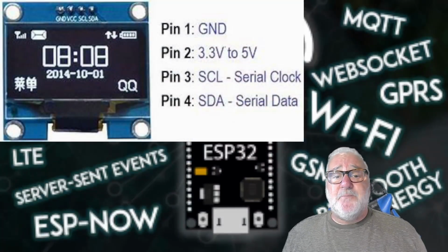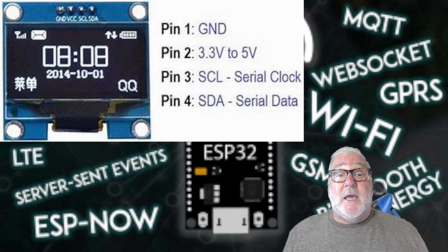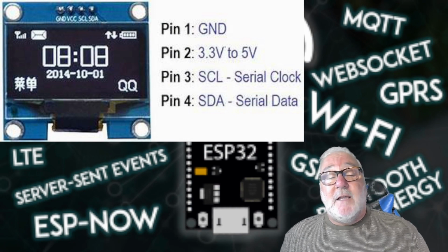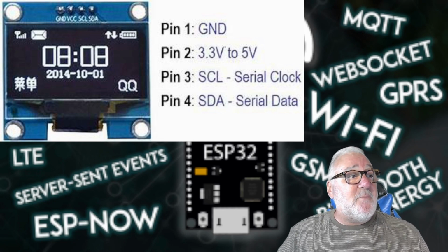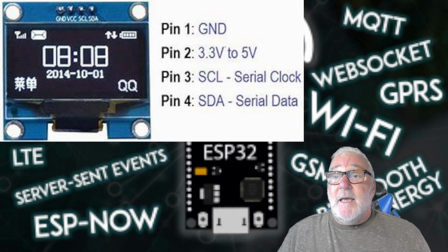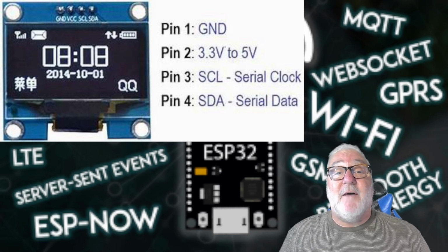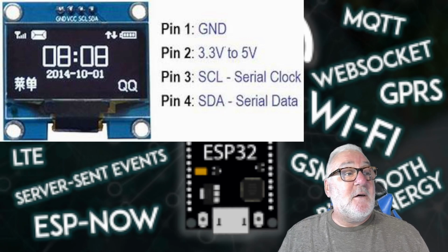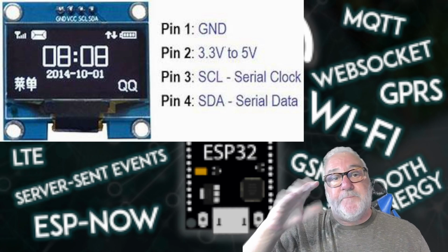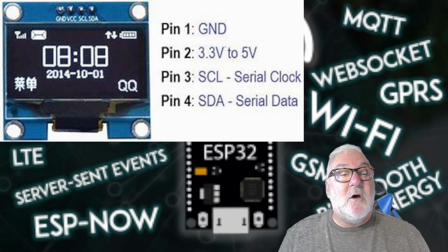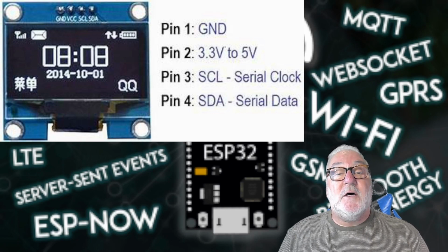What we're going to be doing is looking at an OLED display, and we're going to be looking at this one in particular. It's a small one, 128 by 64 pixels, and the important thing is the pins. They're not the same on every device, and it's important that you check your pinouts for your display.